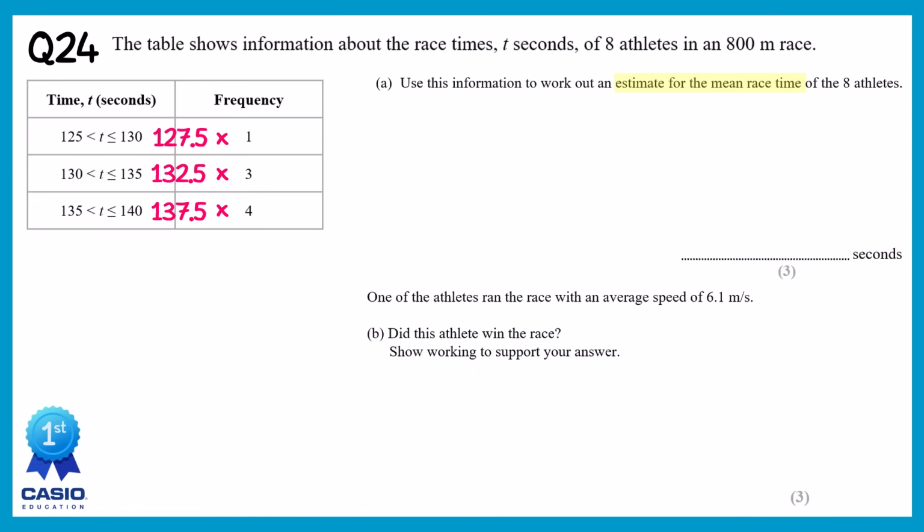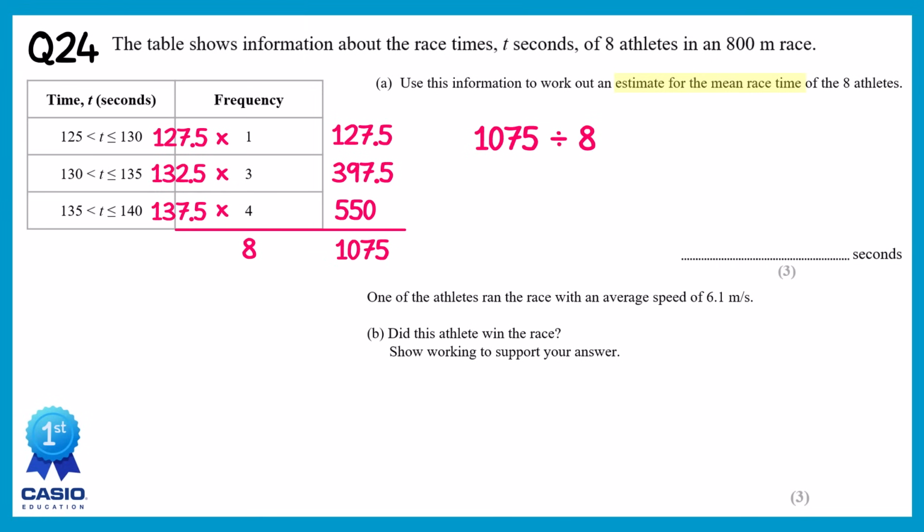We then multiply these midpoints by their frequencies. So 127.5 multiplied by 1 is just 127.5. 132.5 multiplied by 3 is 397.5. And 137.5 multiplied by 4 is 550. We then add up these numbers, which will give you a total of 1075, and then we need to divide this by the total frequency, which we can get by adding up this frequency column to get 8, which was also given to us in the question if you look closely. We then divide 1075 by 8, which will give you the answer, 134.375.